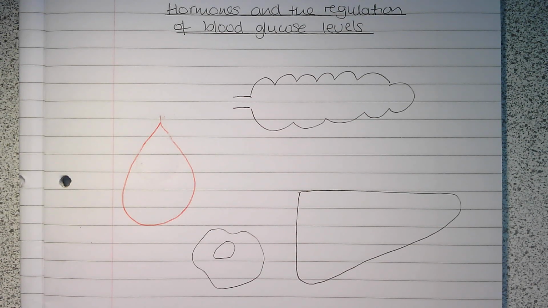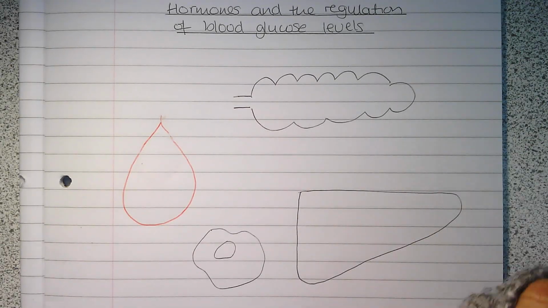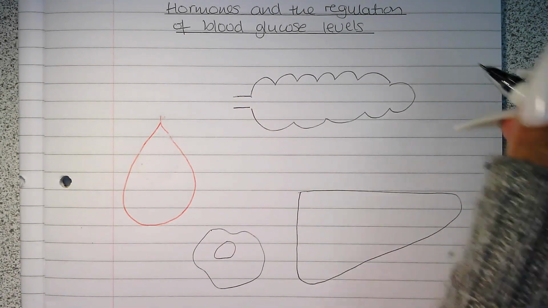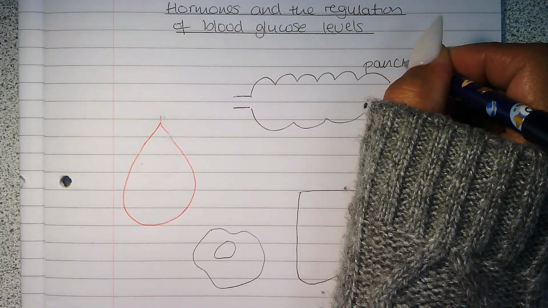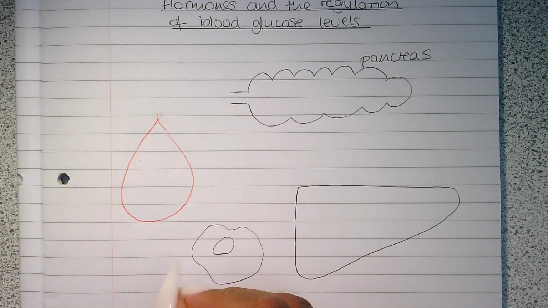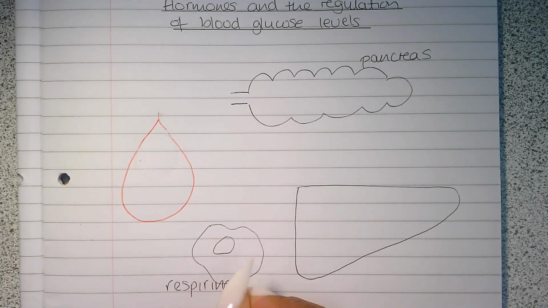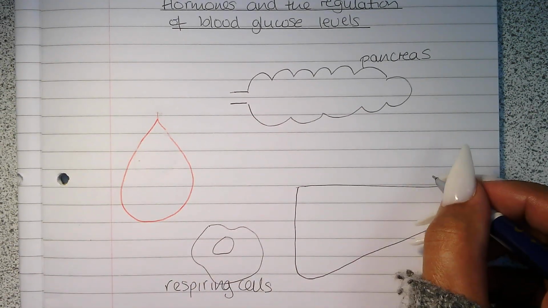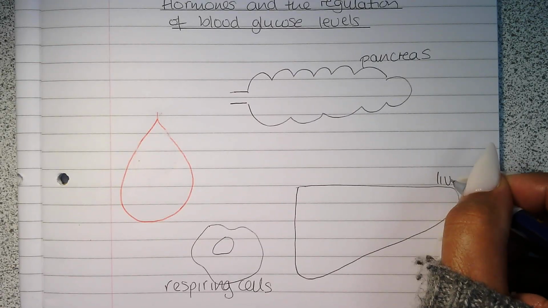Let's learn about how glucose is regulated inside organisms. Hormones are protein molecules that are secreted by glands into the bloodstream and have an effect on their target organs. Now, in the case of regulating glucose, the gland that releases the hormones is called the pancreas, and the target cells are respiring cells in the body, but also liver cells.